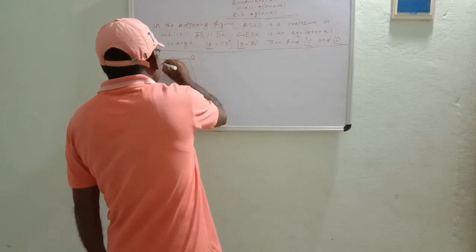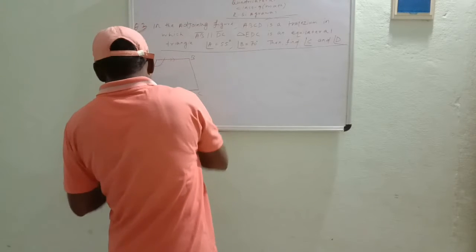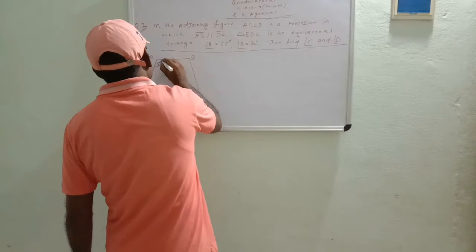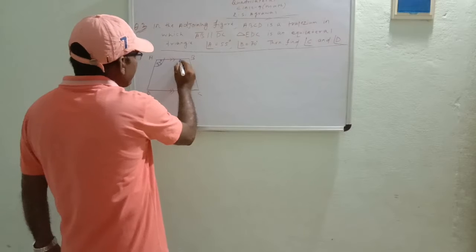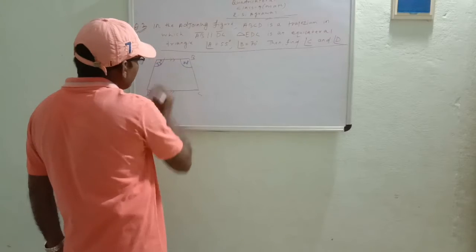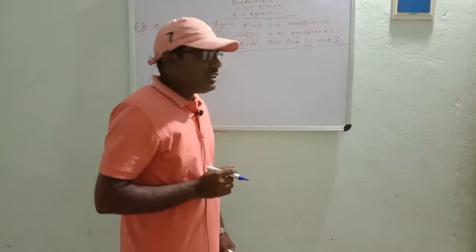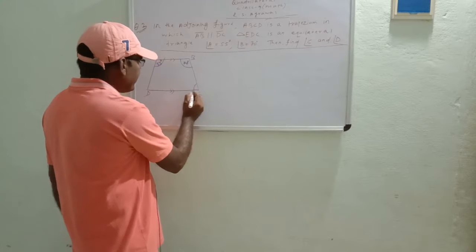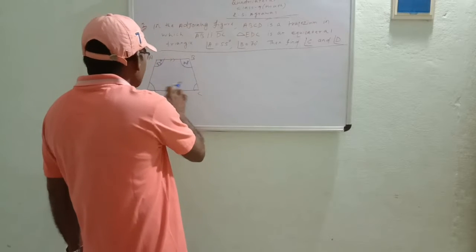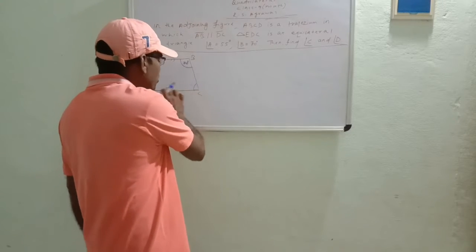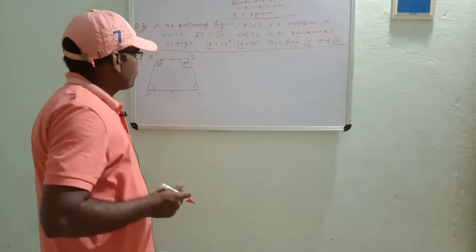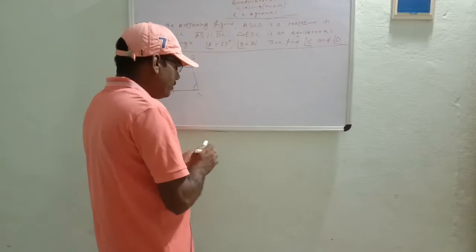Angle A is equal to 55 degree. This angle is 55 degree. And angle B is equal to 70 degree. Suppose this angle is B and it is 70 degree. Your duty is to find angle C, this angle, and angle D, this angle. So your duty is to find the degree measurement of these two angles. So start writing.